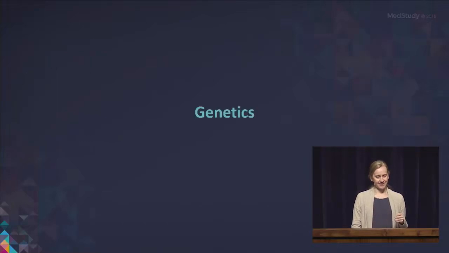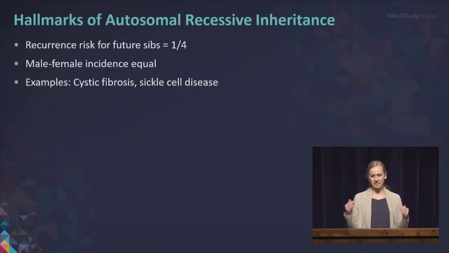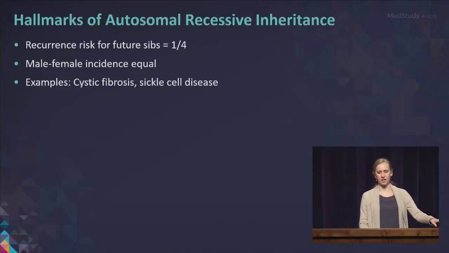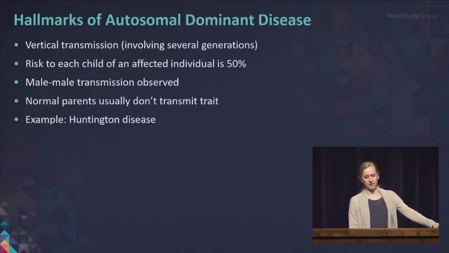All right, guys, genetics. So there's different types of inheritance, and we're just going to go through autosomal recessive, dominant, and X-linked. So autosomal recessive, remember, is carried by both the mother and the father. Male-female incidence is equal, and the recurrence risk for the next child is 1 out of 4. So every child is exactly 1 out of 4. So this is cystic fibrosis, sickle cell disease, a lot of the common things that we hear about.